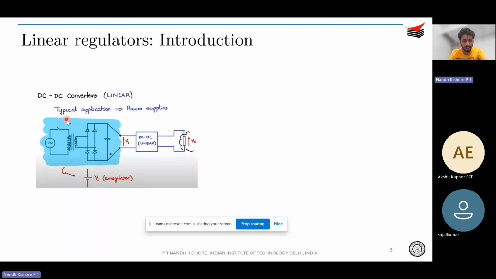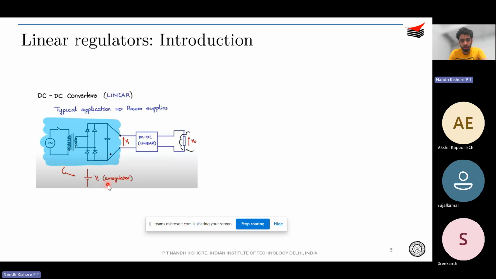Now we will assume that this entire part has been replaced by a single DC voltage source called VI. You have limited the inrush current and have almost a flat DC, but it's not exactly flat, because it will still be a pulsating DC. However, since you have a large capacitor here, you assume that it is more or less DC, but not exactly. That is why it has been called VI unregulated.